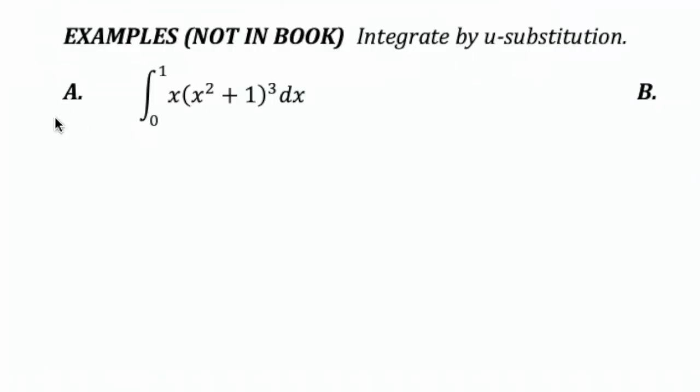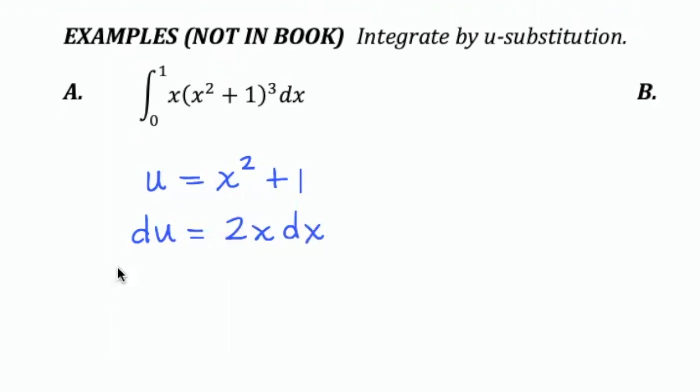For letter A here, we're integrating this function. I'm going to go ahead and begin as usual. I'm going to choose my u and calculate my du. I'm going to move my constant. And now I'm going to check my matching to make sure that the u-Substitution was correct.